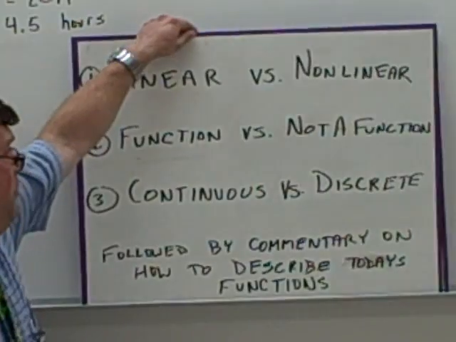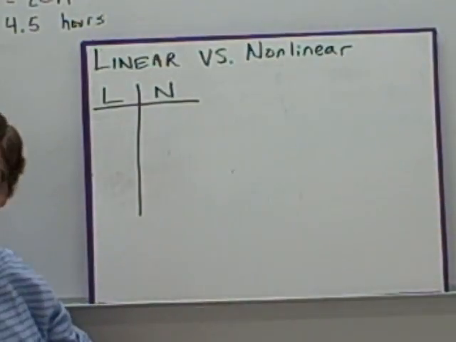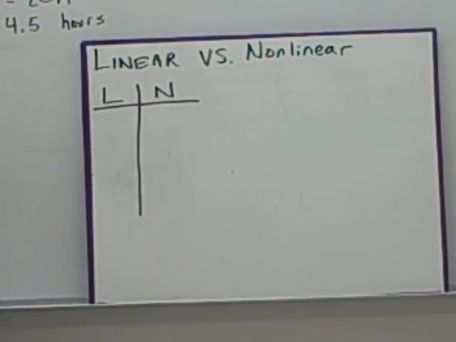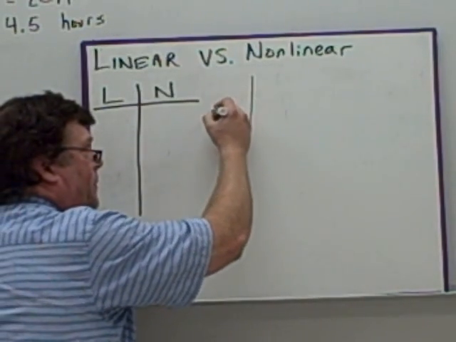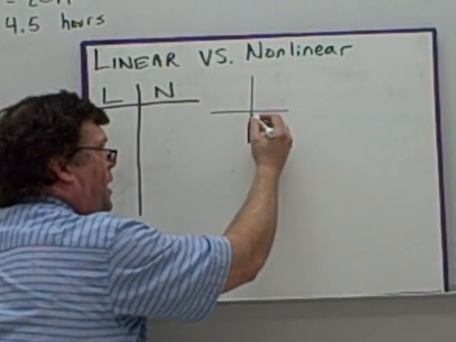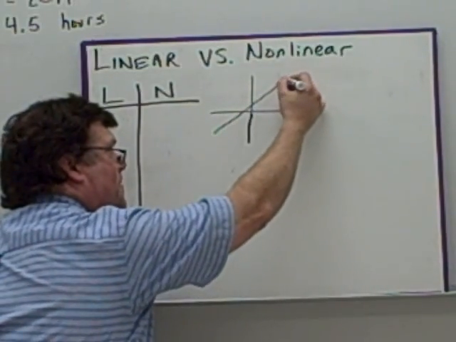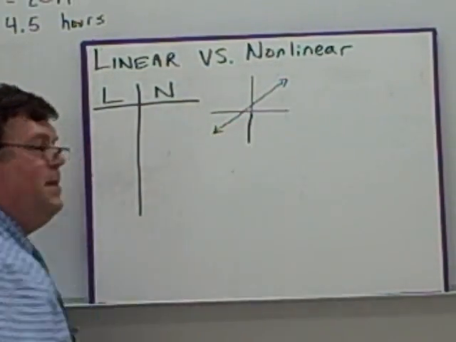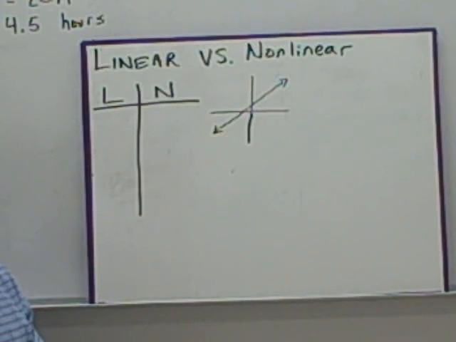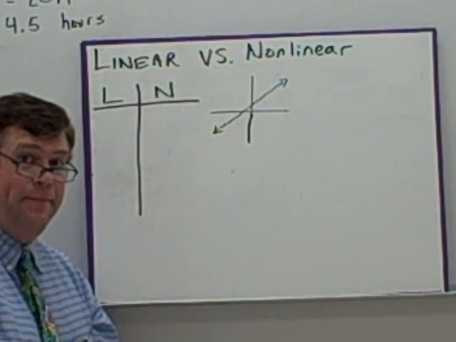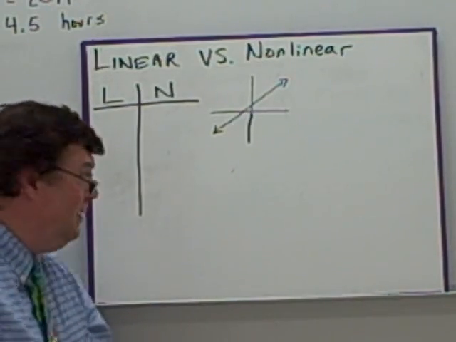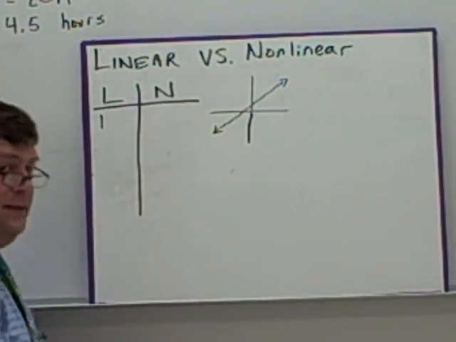All right, let's start with linear versus non-linear. We start off with this graph here. Here's the XY coordinates. We have a graph. There is my graph. Is that linear or non-linear? Well, let's see. Does it form a straight line? Yes. We have one for linear.